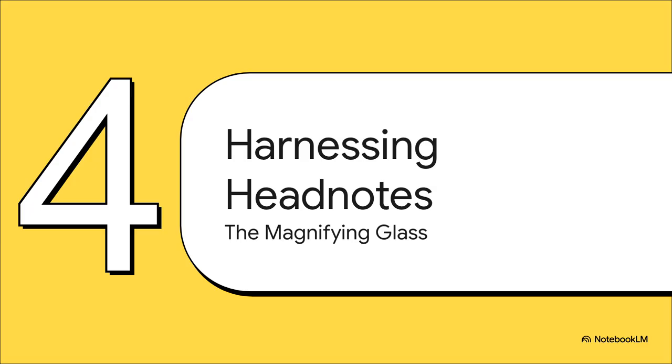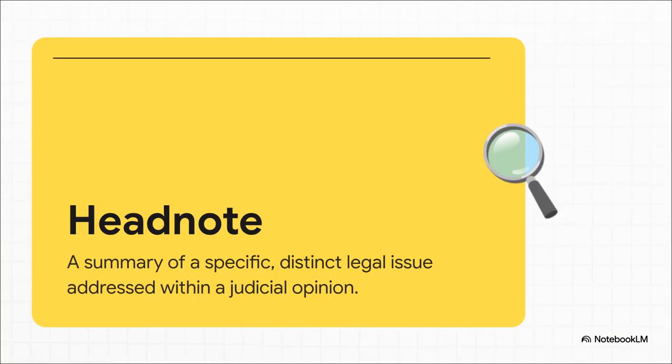Section 4. Harnessing Westlaw Headnotes, the magnifying glass. Remember our traffic light rule? Yellow means caution, not necessarily stop. Finding that yellow flag is just the beginning. As you know, a judicial opinion rarely just discusses one single thing. It addresses multiple, distinct legal issues.